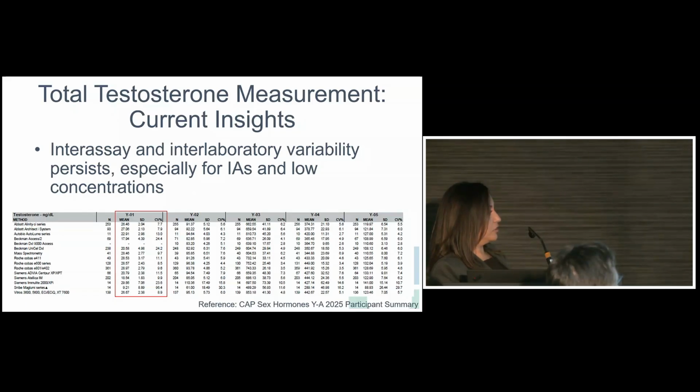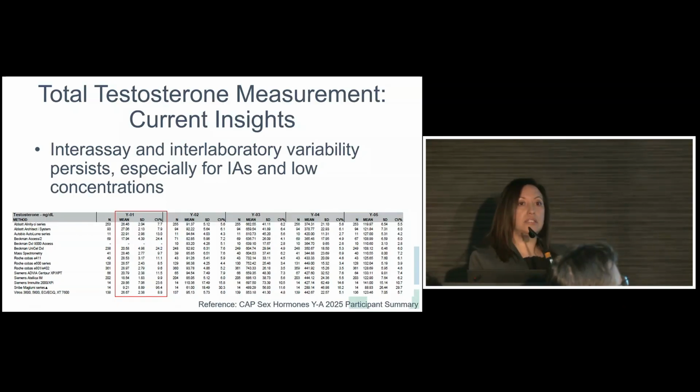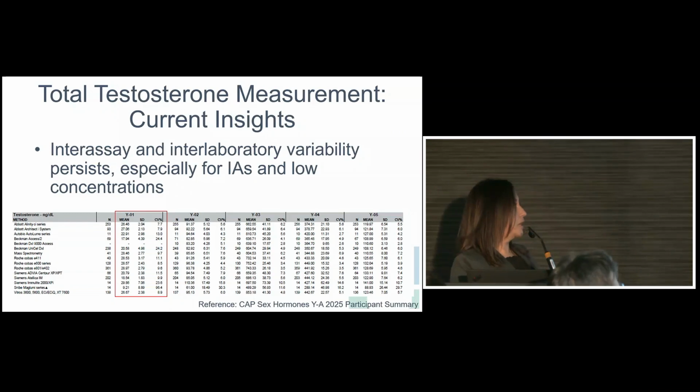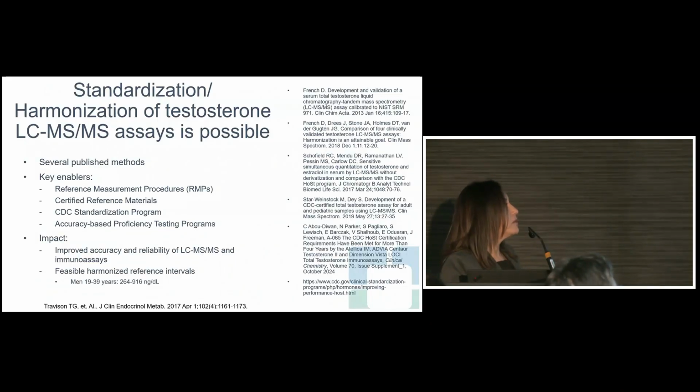So you see that there's still variability, both across assays and within assays across laboratories. So these problems at the low end still persist for immunoassays. So the standardization efforts have really impacted mass spectrometry assays much more so than immunoassays.